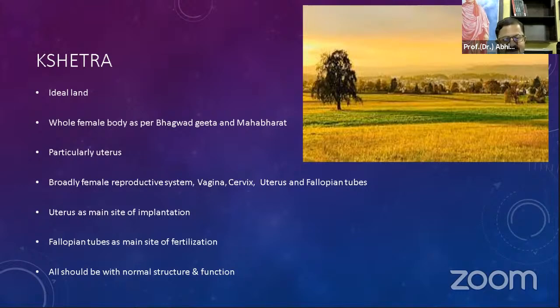But if we see specifically, then Kshetra can be the female reproductive system, which is mainly concerned with embryogenesis and fertilization. What are the parts of the female reproductive system? That is vagina, cervix, uterus, and fallopian tubes. They are the actual points which come under the Kshetra. I am talking about the normal structure and functions, because if they have normal structure, fertility will be there. If not, infertility.